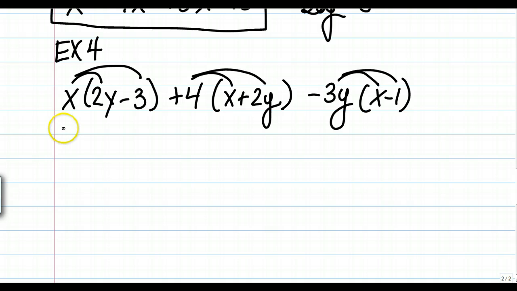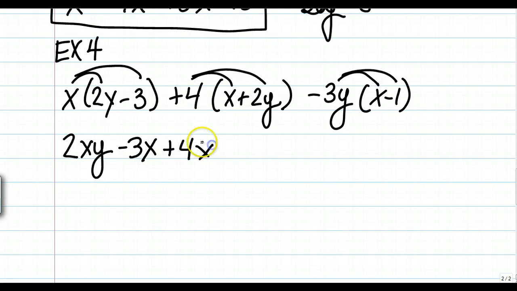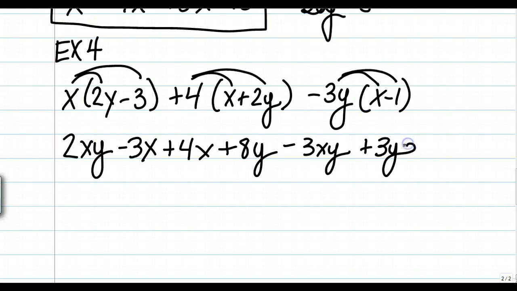So I have x times 2y, which is going to be 2xy, and I'm putting it in alphabetical order. X times negative 3 is negative 3x. 4 times x is 4x. 4 times positive 2y is 8y. And negative 3y times x is negative 3xy. And negative 3y times negative 1 is a positive 3y.